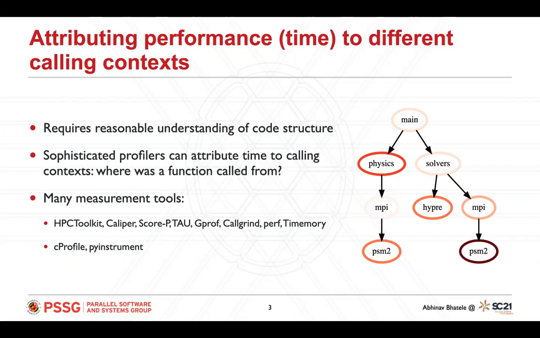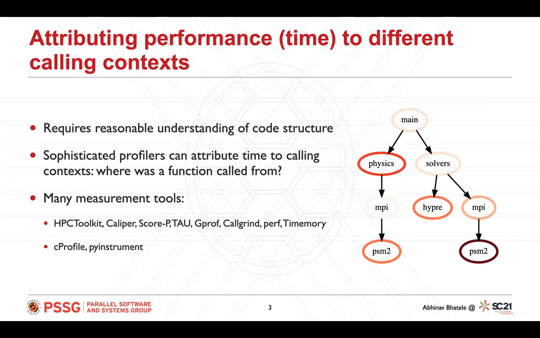Now, to be able to attribute performance to different calling contexts, we require a reasonable understanding of the code structure. So for example, in the example here on the right, the function PSM2 is called from two different places, through physics and MPI or through solvers and MPI. And we would like to understand, when PSM2 is called from two different places or contexts, do we spend more time in one scenario versus the other?